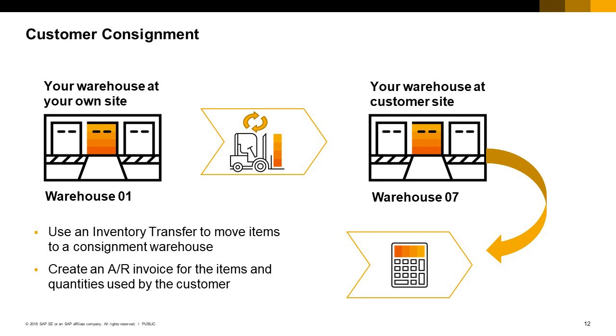Inventory transfer documents can also be used to transfer items to a consignment warehouse at a customer's site. Unlike the goods receipt or goods issue documents, inventory transfers have fields for a business partner, a contact person, and ship to address. When items are withdrawn from the consignment warehouse at the customer site, you create an AR invoice for the items and quantities used. Each row references the consignment warehouse so that inventory is shown as removed from the warehouse when the invoice is saved.